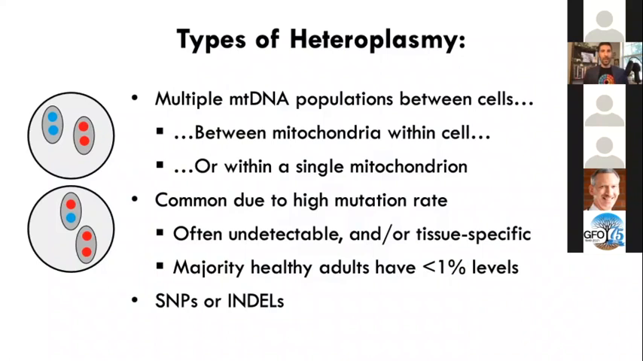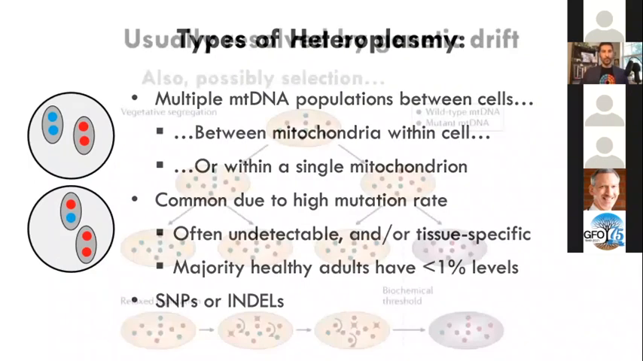So it's actually fairly common. The majority of people have very, very low heteroplasmy levels, often below the level of detection. It's only when you get to that 50, 60, 70% or more level that you can start to have problems. And there can be SNP heteroplasmies as well as indel, or we call them length heteroplasmies.